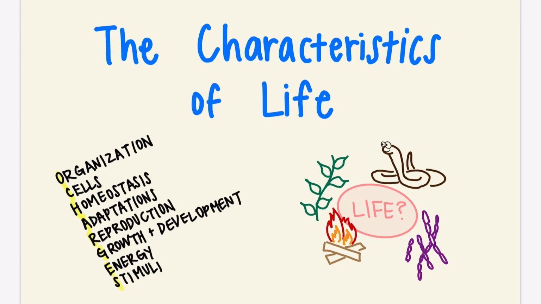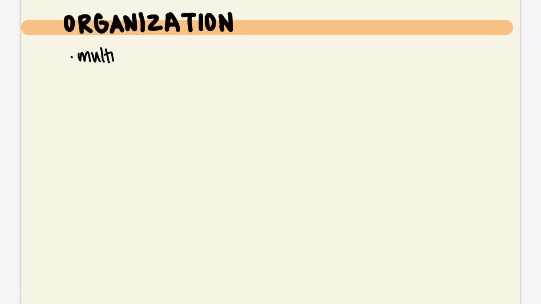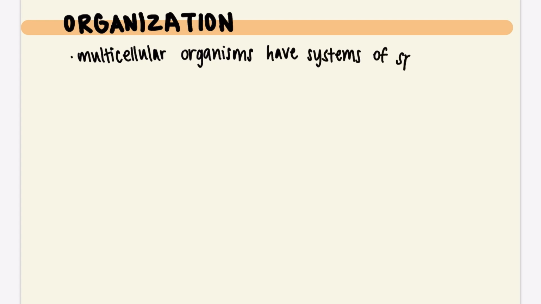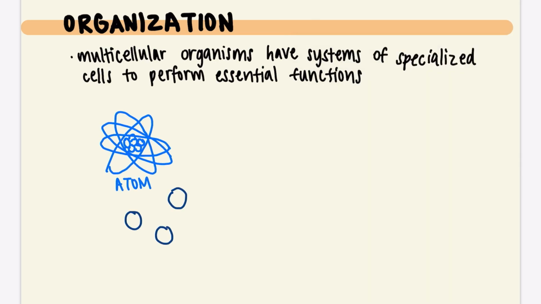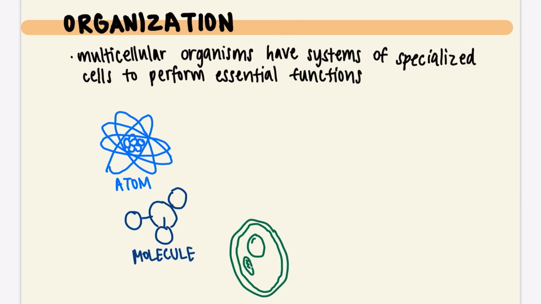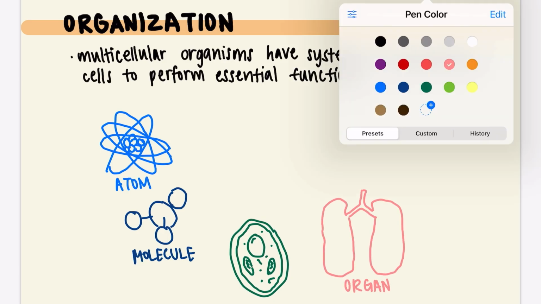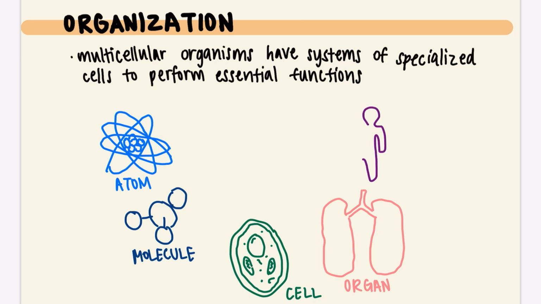Remember the word OCHARGES. First, the O stands for organization. Living things display levels of organization. Beginning with the atoms and molecules and increasing in complexity to tissues and organs, these biological systems are arranged in an orderly way. Multicellular organisms have systems of specialized cells to help perform essential functions. You can refer to my Hierarchy of Life video for more details.